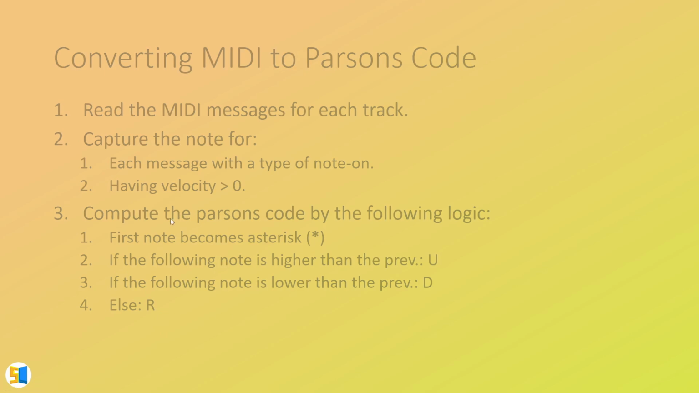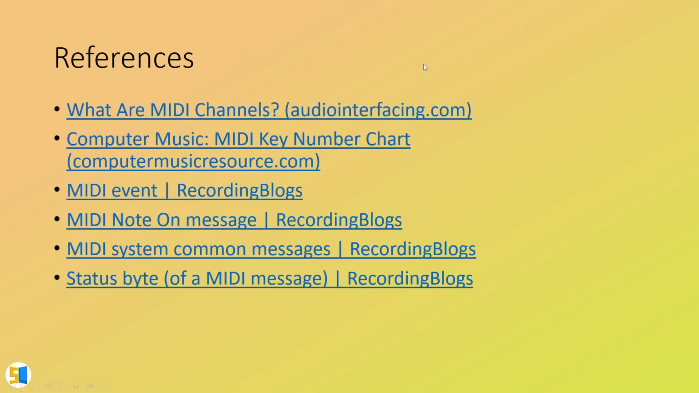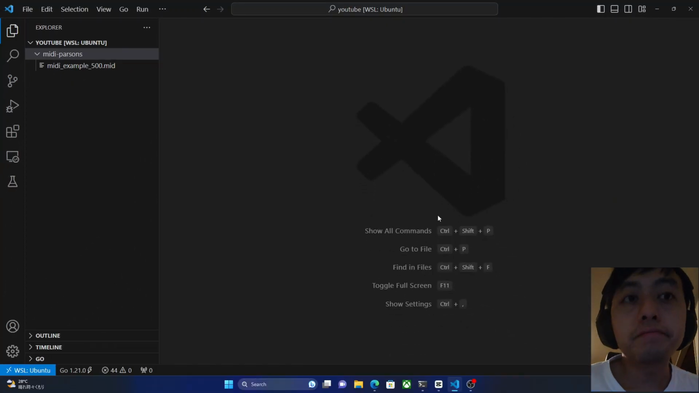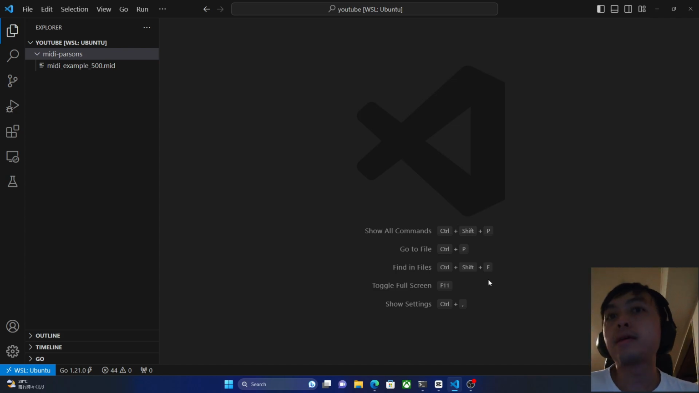Okay, so these are the references. I'm going to share them also in the video description. So after this, I'm going to show you how to convert MIDI files to Parsons code using the Go programming language. Okay, so let's start the demo.